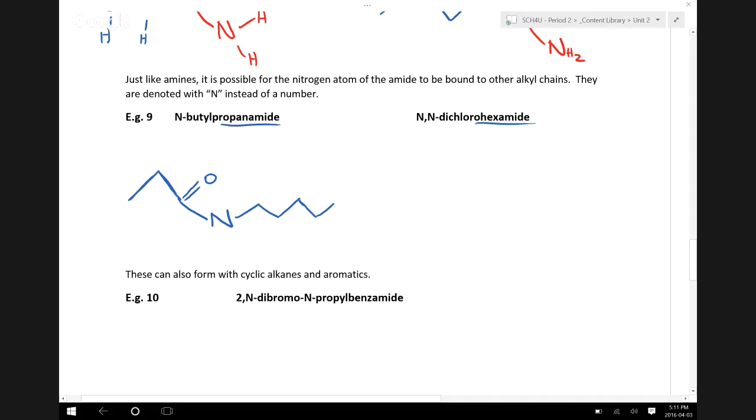Same idea. Take a moment and draw this and pause the video and see if we get it right. And we're back. The hexanamide should be 1, 2, 3, 4, 5, 6. If we get to this carbon, go down to nitrogen, and put a double bond to oxygen. And the nitrogen should be connected to 2 chlorines. All right, so that's N-dichlorohexanamide. Say hexanamide, not hexamide.